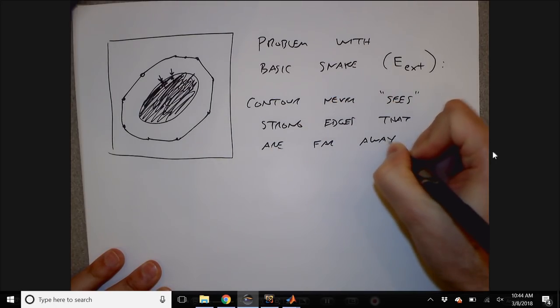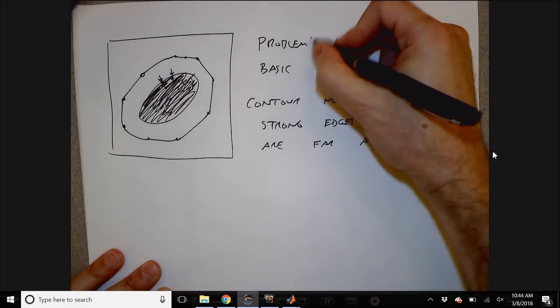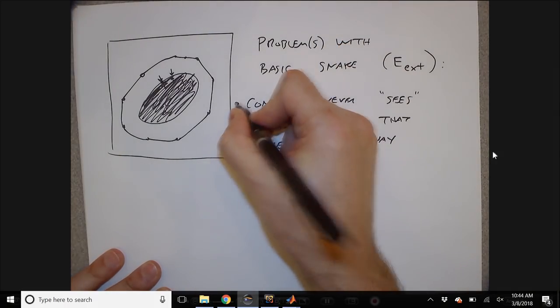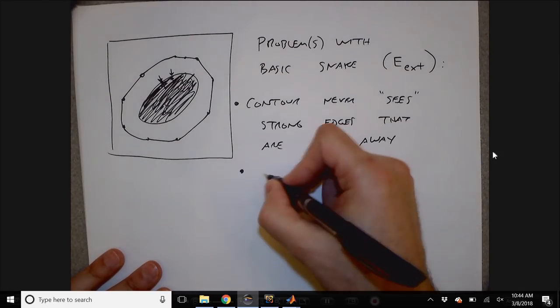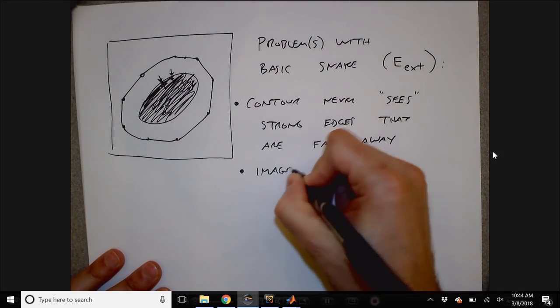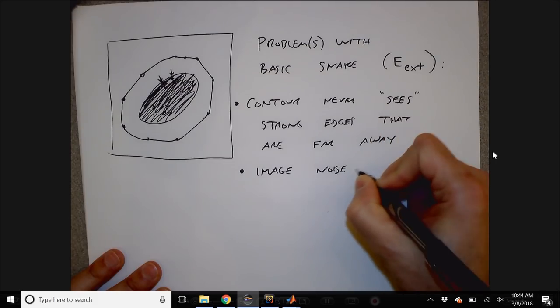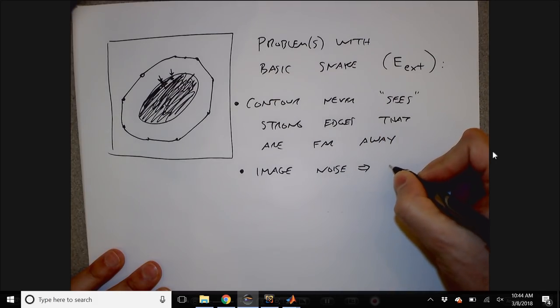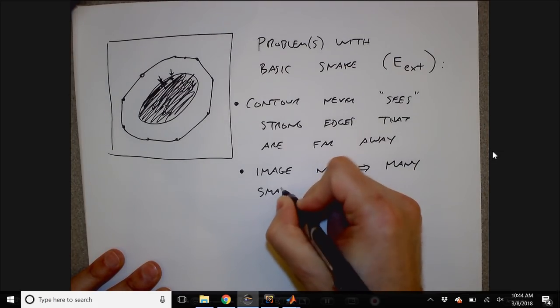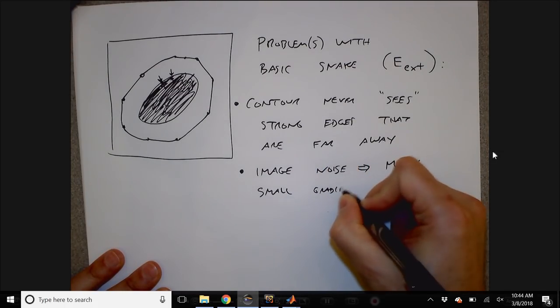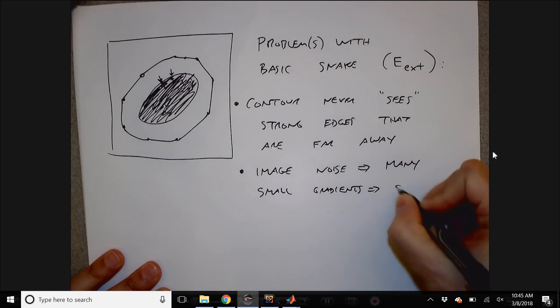So that's not good. And actually, let me just say there are multiple problems. The other problem that you could imagine is that if I have any noise in the image at all, that will create many small gradients, and then the snake gets hung up on those.